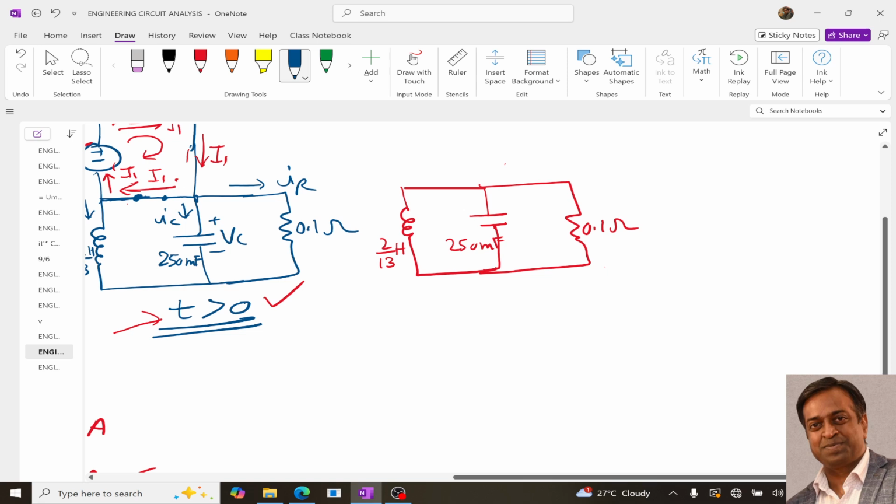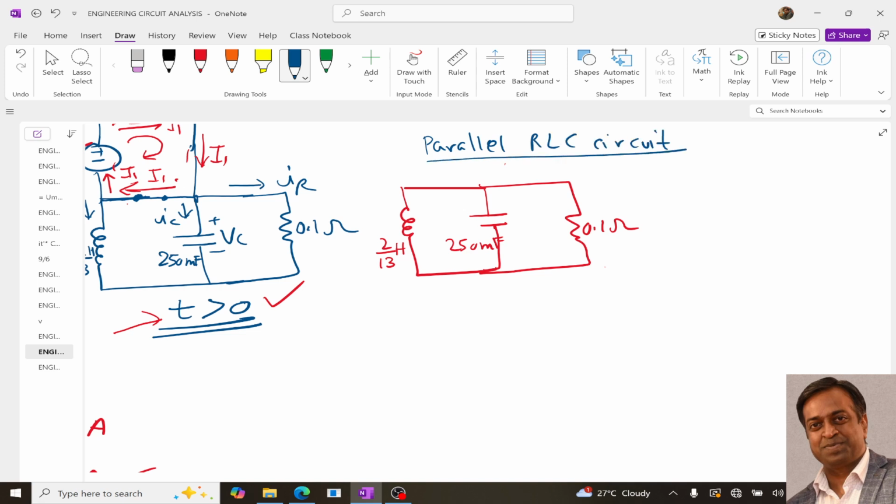And this part, if you look at it, is simply our parallel RLC circuit. And since it is a parallel RLC circuit, we will apply the rules of the parallel RLC circuit, means we will apply all the formulas related to the parallel RLC circuit. So applying the rules, first of all we determine the alpha. Alpha formula is 1 upon 2RC.